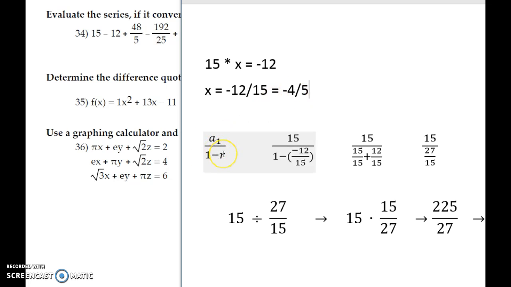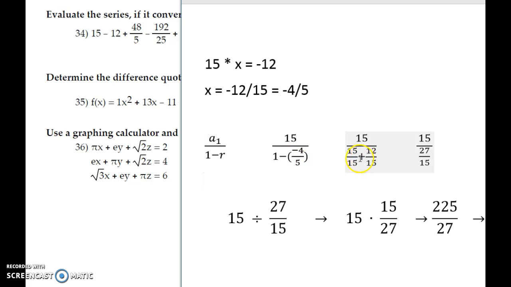And here's the formula mentioned on page 684. You just take the very first term, which is 15, and then on the bottom, you're dividing by 1 minus that common ratio. So just use a little fractions here. I actually hadn't reduced this. Let's make this negative 4/5. Makes it a little easier. So 1 minus negative 4/5.